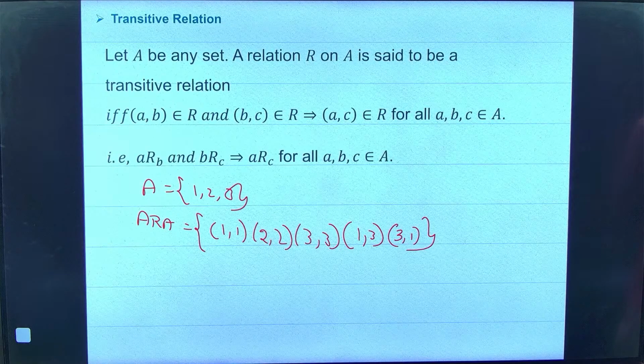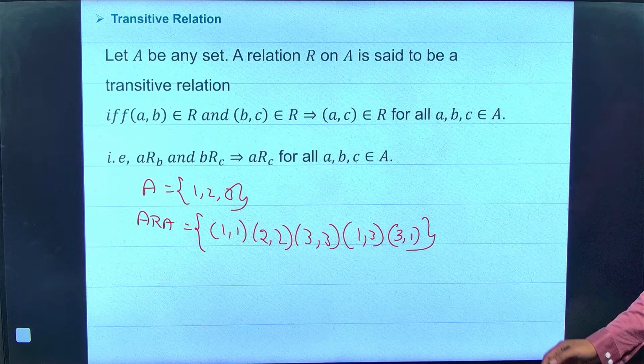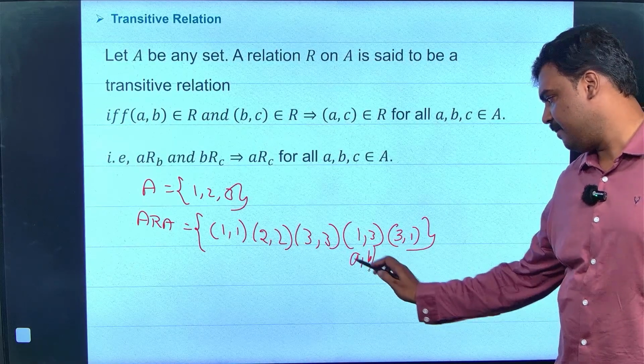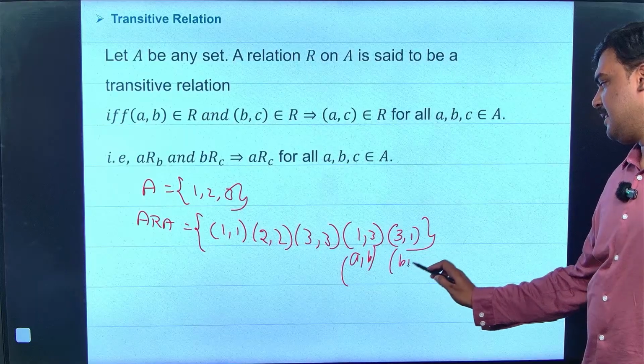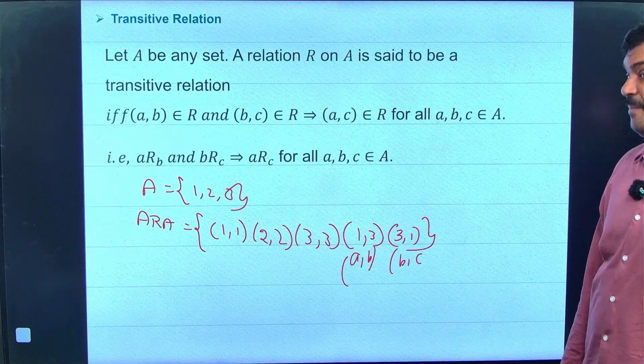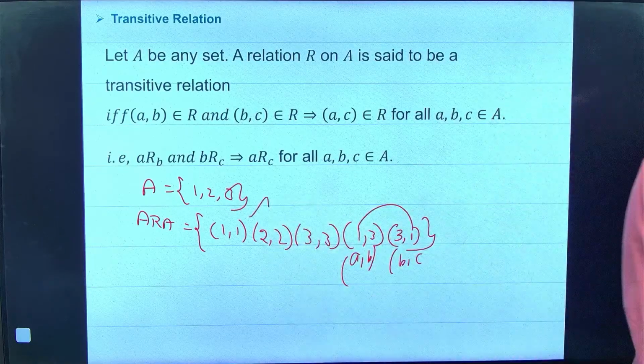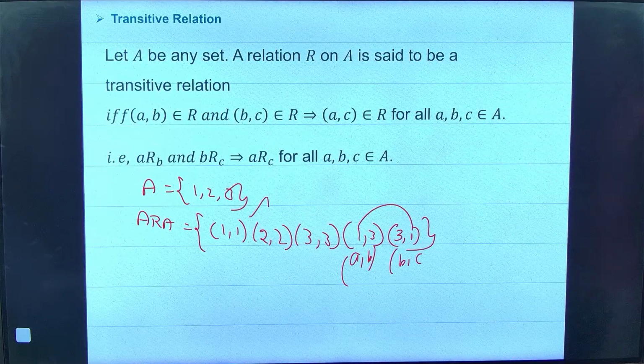Akhilesh, can you answer? Yes, sir, it is transitive. Yes, it is transitive. Why? Because, sir, I only need to worry about this: (A, B), (B, C). It looks like (B, A). Even if I take C, (1, 1) is already there.